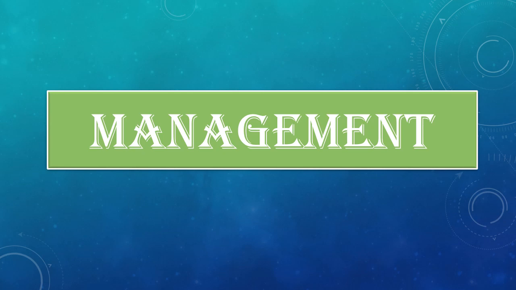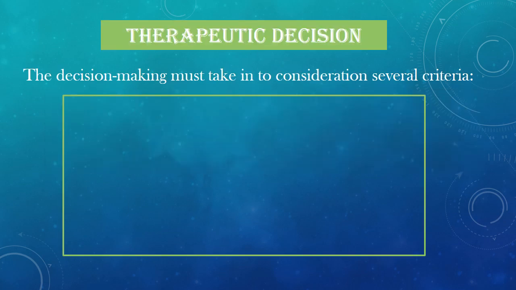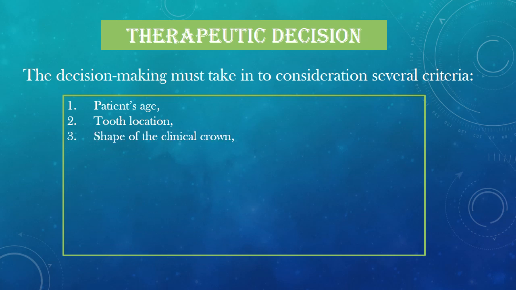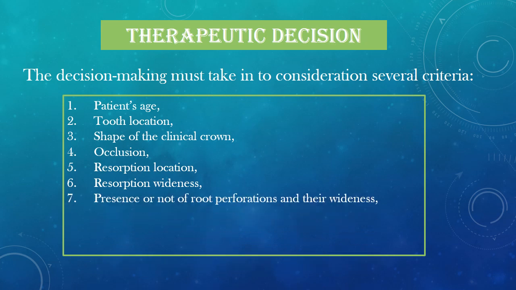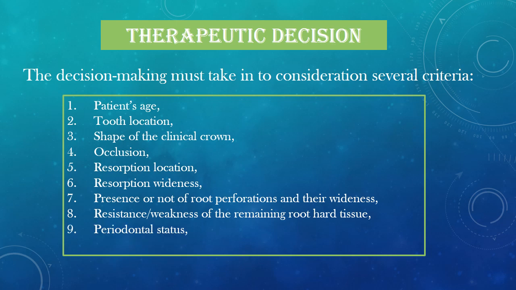Moving on to the management of resorption. Therapeutic decision making must take into consideration several criteria, which include the patient's age, tooth location, shape of the clinical crown, occlusion, resorption location, resorption vitalness, presence or absence of root perforation and their wideness, resistance or weakness of the remaining root hard tissue, periodontal status, and the ability to realize a restorative treatment of the concerned tooth.